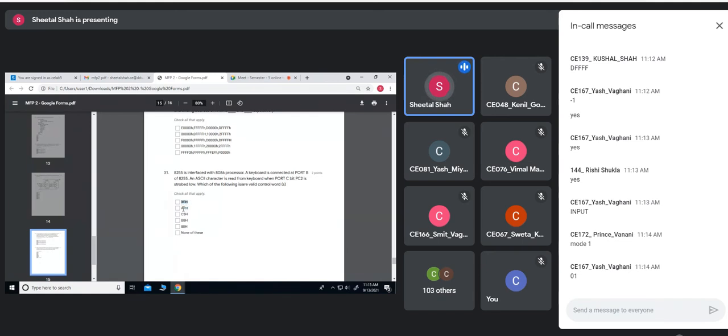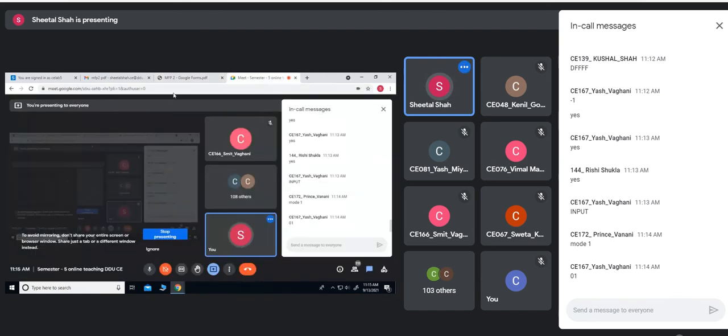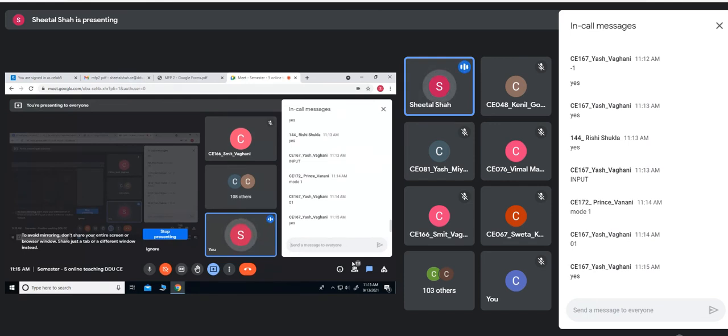So these two are the valid control words for the given description. Hope everyone is clear. If it is in the input mode, that bit should be made 1. If it is in the output mode, it would be 0.